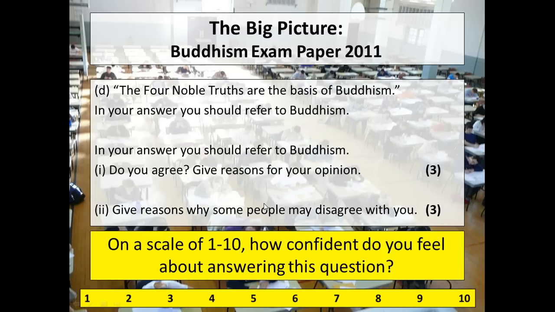Let's have a little look at an exam question from 2011. The Four Noble Truths are the basis of Buddhism. Do you agree? Why might somebody disagree with you? So we need three reasons on both sides of this to get full marks. So on a scale of 1 to 10, ask yourself, how confident would you be about answering this question?